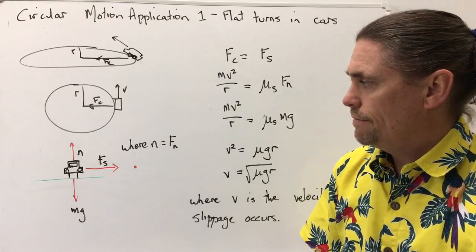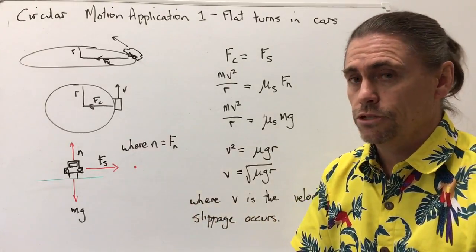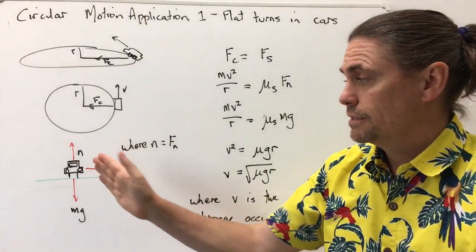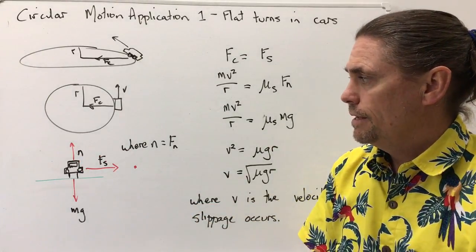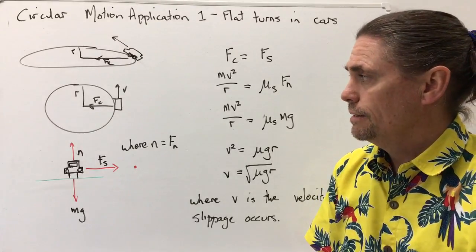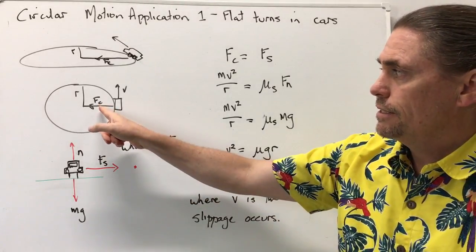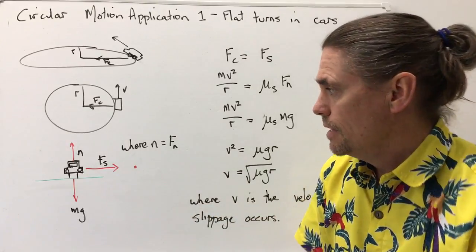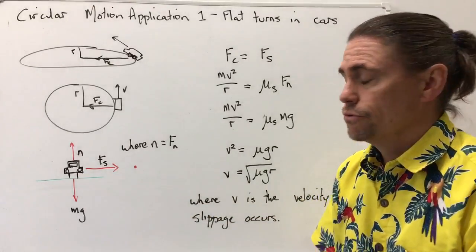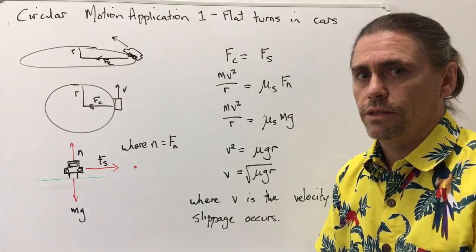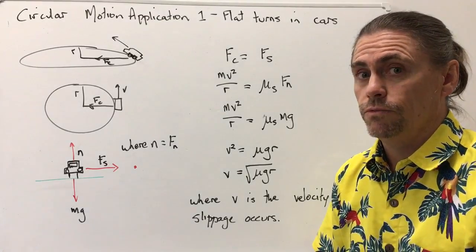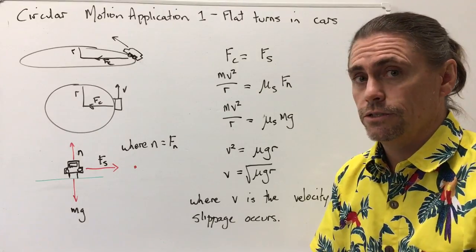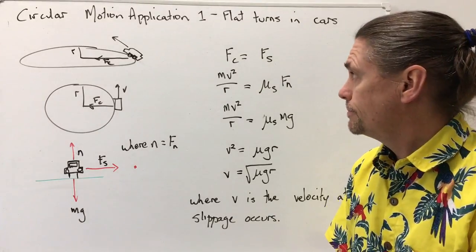Now we also have this component which is our static frictional force that's holding this car in so that it doesn't slide off the road. Now there are no other forces on here, so we can say that this centripetal force is equal to this static force. So from there we can start to work through to finally look at what the maximum velocity or the maximum speed for this car would be given a certain frictional condition.